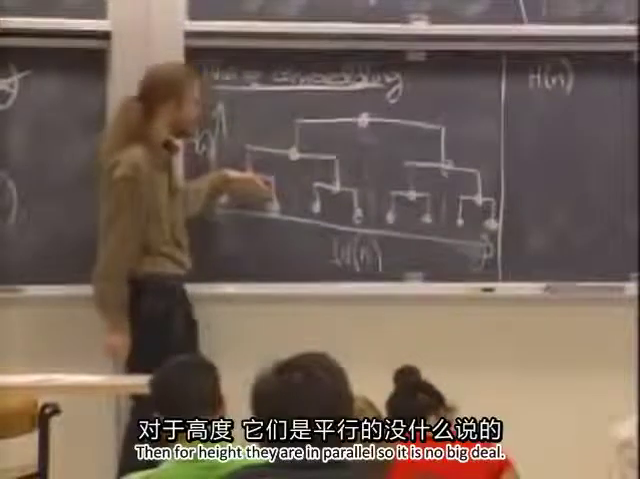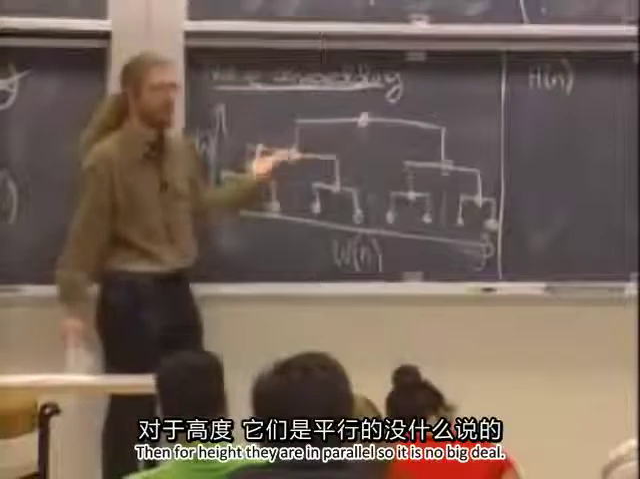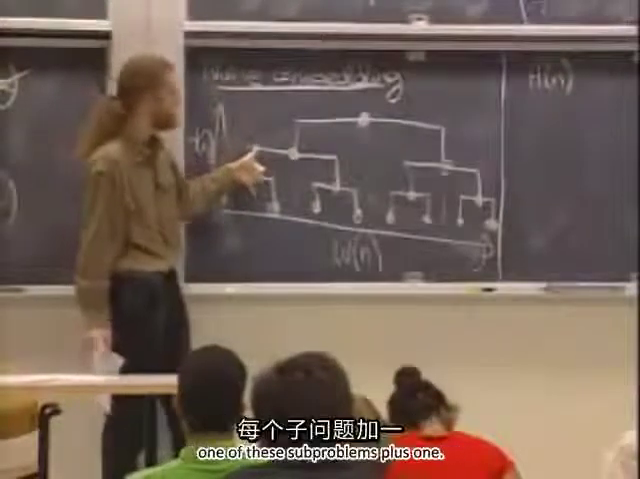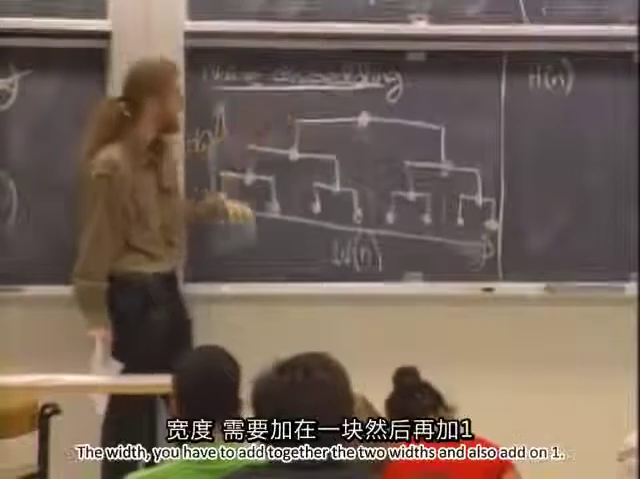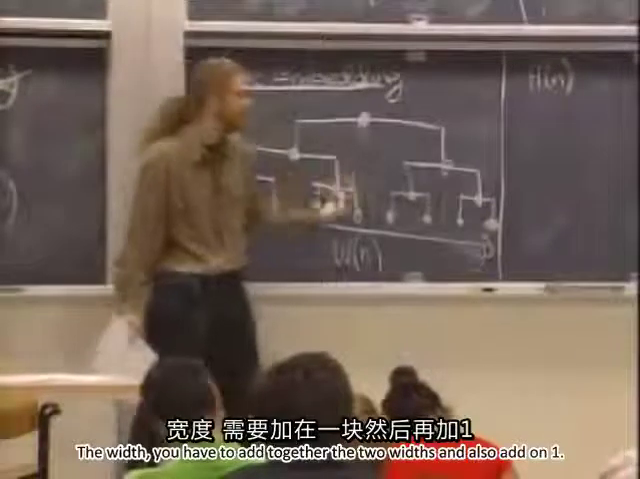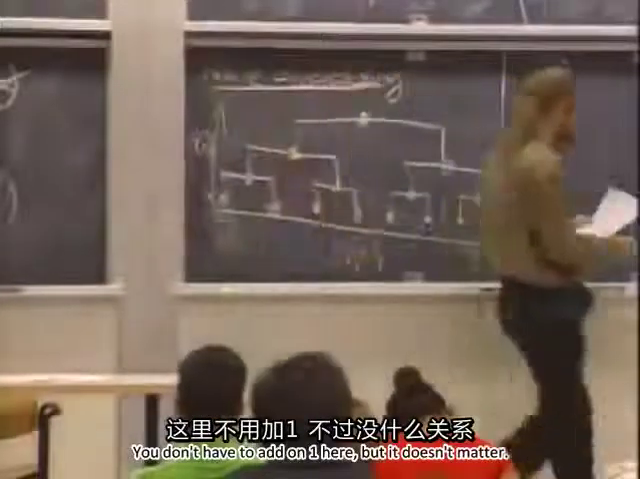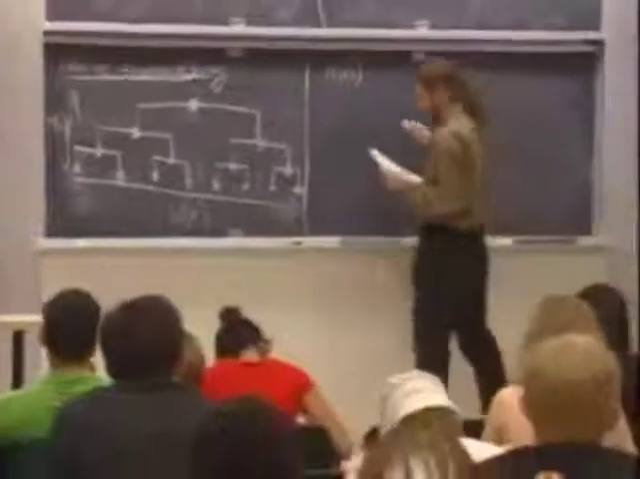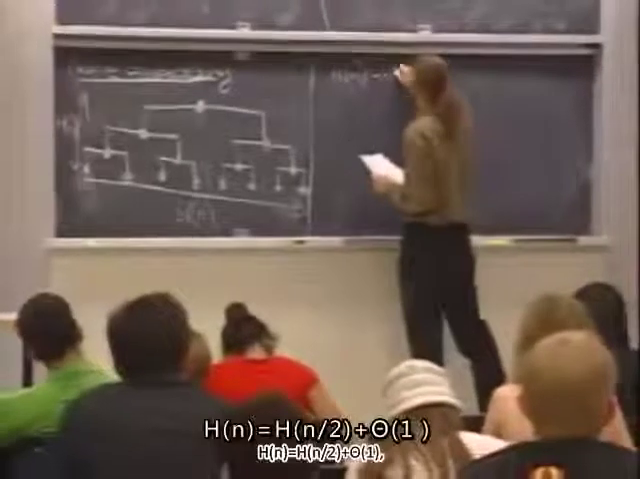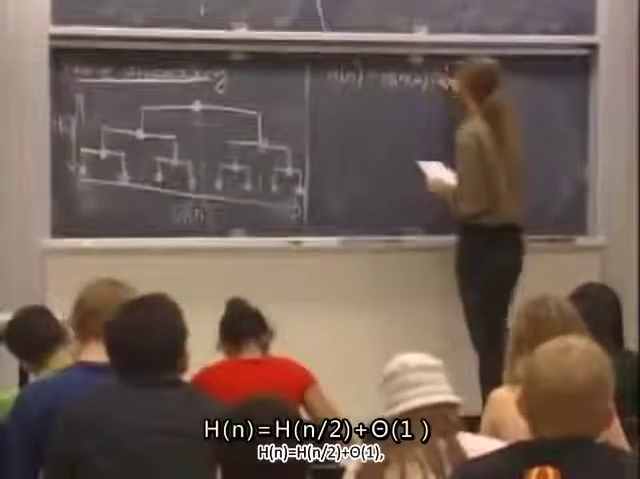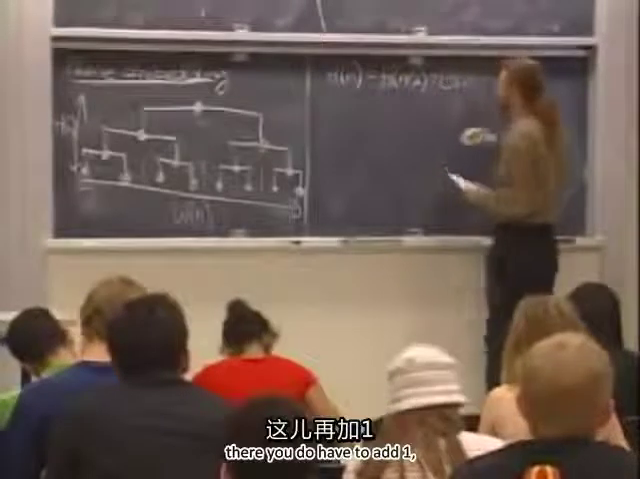Then for height, they are in parallel, so it's no big deal. The height is just the height of this thing, one of these subproblems, plus 1. The width, you have to add together the two widths and also add on 1. You don't have to add on 1 here, but it doesn't matter. Certainly at most 1. So h of n is just one subproblem of size n over 2 plus theta 1. There you do have to add 1.